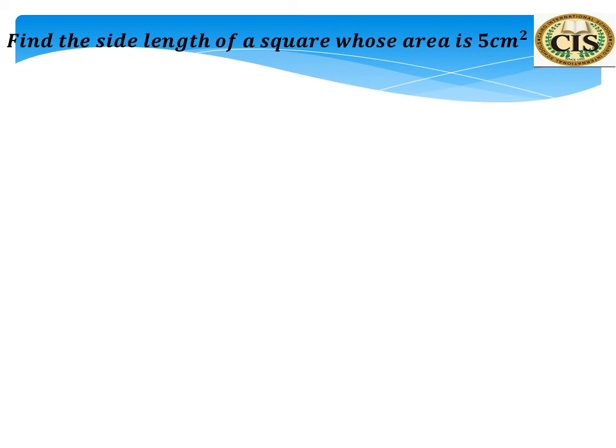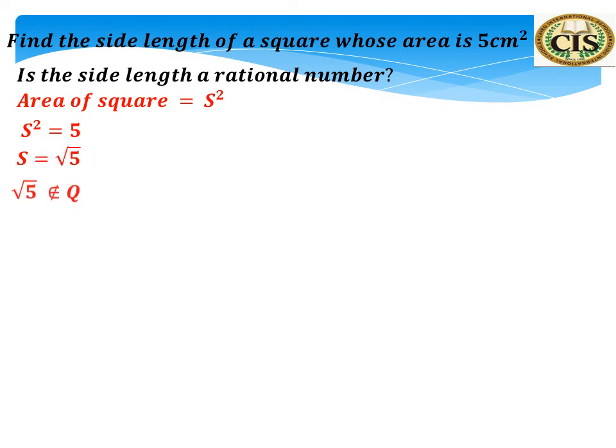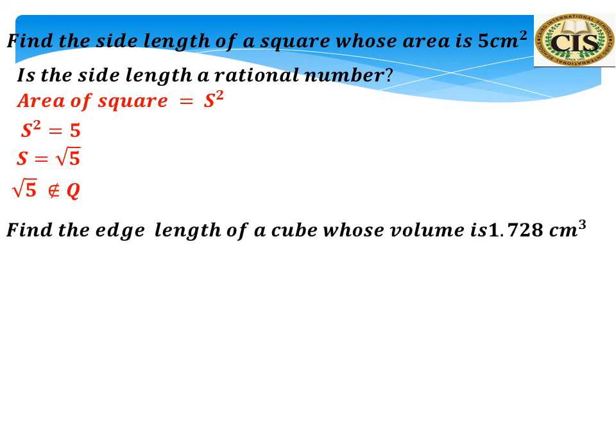Find the side length of the square whose area is 5 centimeters squared. We know the area of a square equals side power 2, or half d power 2, where d is the length of the diagonal. Side power 2 equals 5, so s equals square root of 5. It doesn't belong to Q. Why doesn't it belong to Q? Because we can't write root 5 in a rational form.